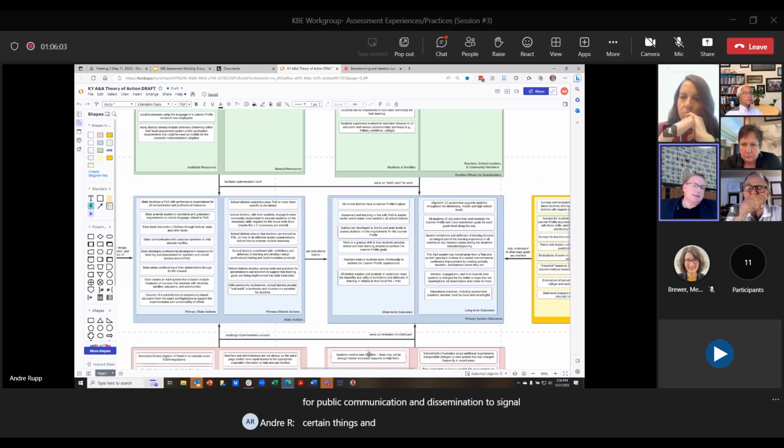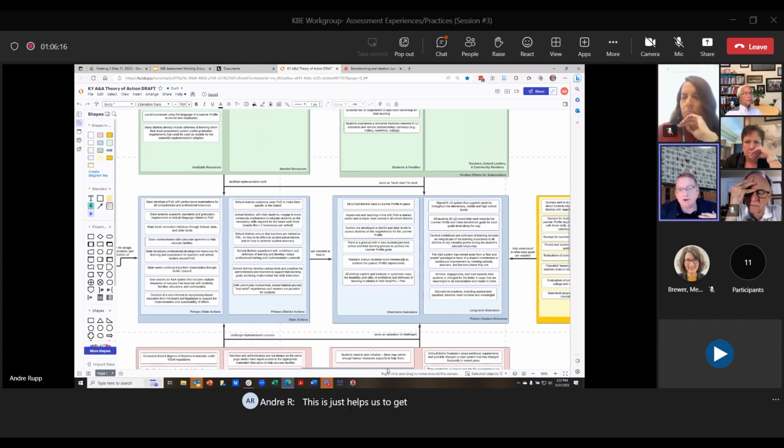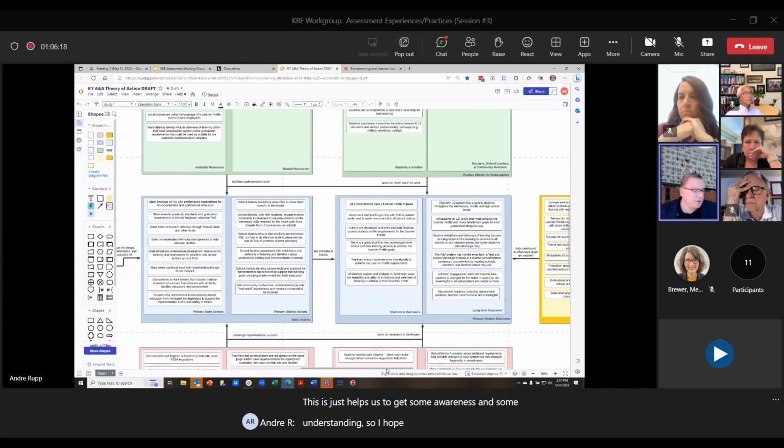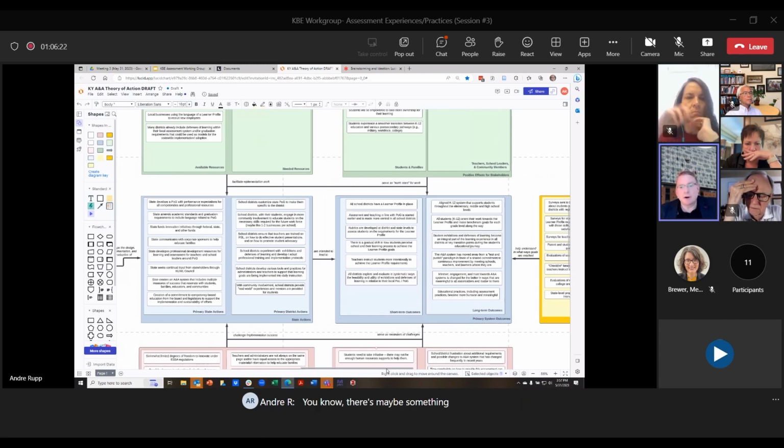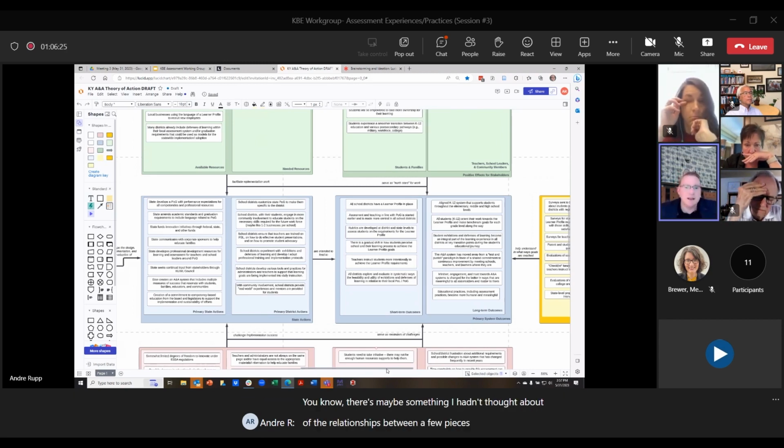And I think that's another conversation that we should have. In other words, what representations are most helpful to you for communication, which may actually be the answer. Maybe this isn't it at all. This just helps us to get some awareness and some understanding. So I hope for all of you, there was a little bit in this where you went, oh, there's maybe something I hadn't thought about, or the relationships between a few pieces.